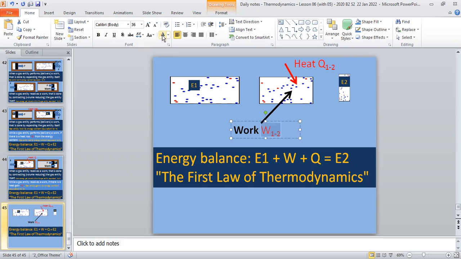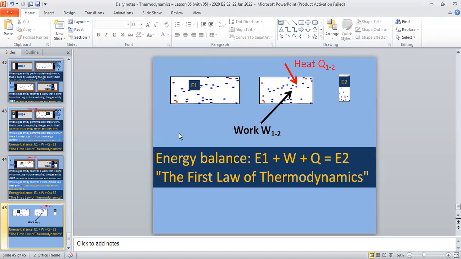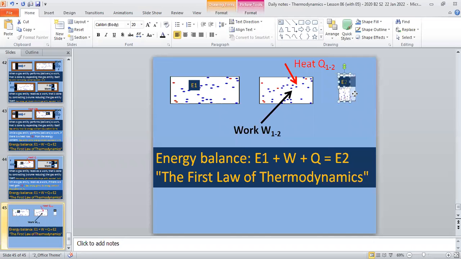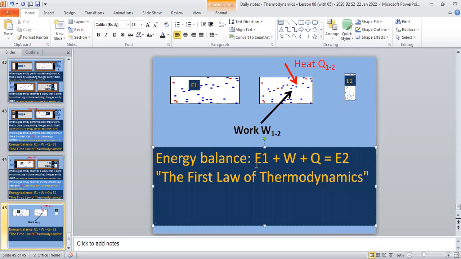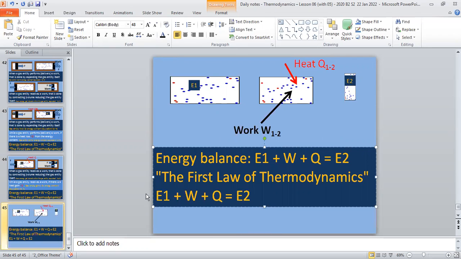W1 to 2. Okay. W1 to 2, so 1 is here, the initial state, and 2 is here, the final. Okay, so now I can write this again. It's the same thing.